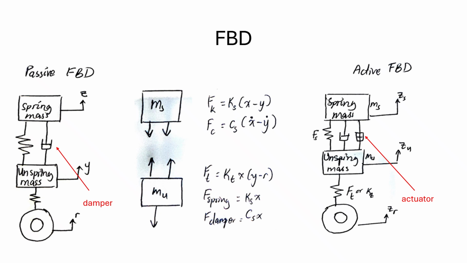Here we compare the passive and the active quarter car suspension models, and I drew a free body diagram to show what the passive suspension system looks like and what the active suspension system looks like. The key difference is that the passive system is a spring mass damper system, and the active system includes an actuator. As you can see here, it has a spring, a damper, and an actuator for the whole system. I'm going to show you later on how this was designed in both MATLAB and Simulink and what results we got from it.